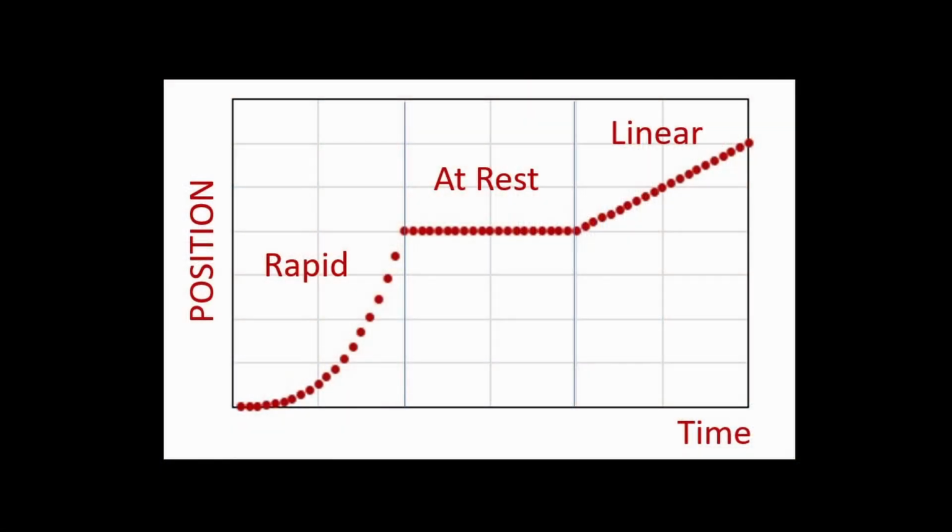So let's take a new plot of position with time, and what this graph shows is initially a rapid change in position with time, then some time spent at rest where the position is not changing, and finally a linear change of position with time. Having got an idea of how position is changing with time, we can now define what velocity and acceleration mean. We know the units of velocity are distance divided by time. So for example, we say meters per second or miles per hour.